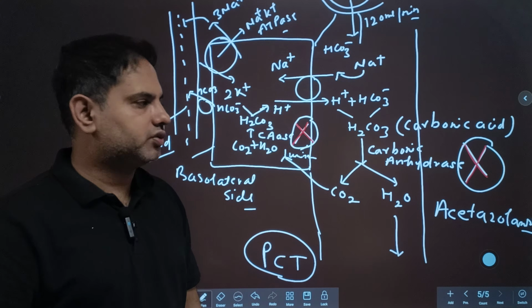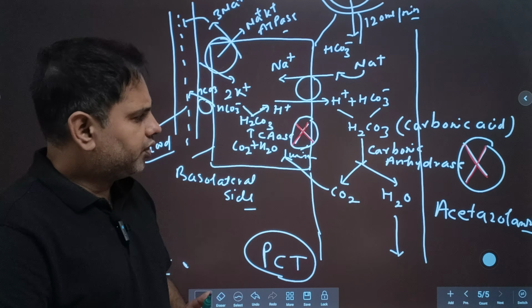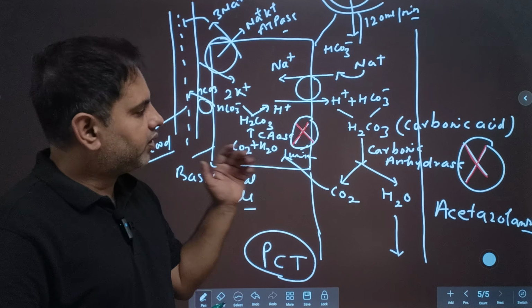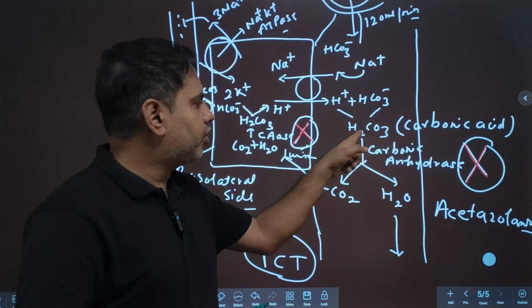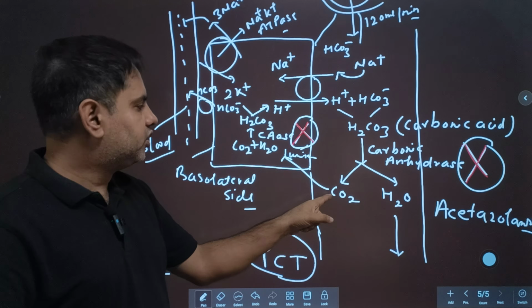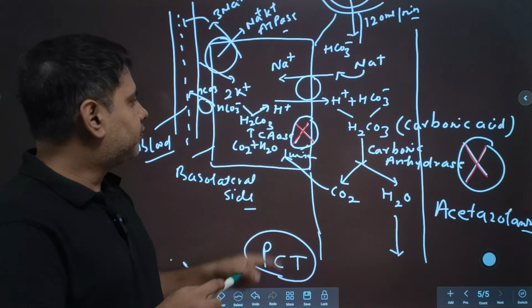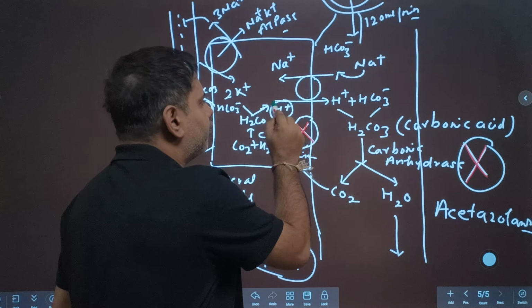Acetazolamide is a drug which is going to block carbonic anhydrase. Now what will happen? If you are blocking carbonic anhydrase, your carbonic acid will not convert into water and CO2. Water and CO2 will not form. Your CO2 and water will not combine. Your H positive, do you think this pump will work properly?